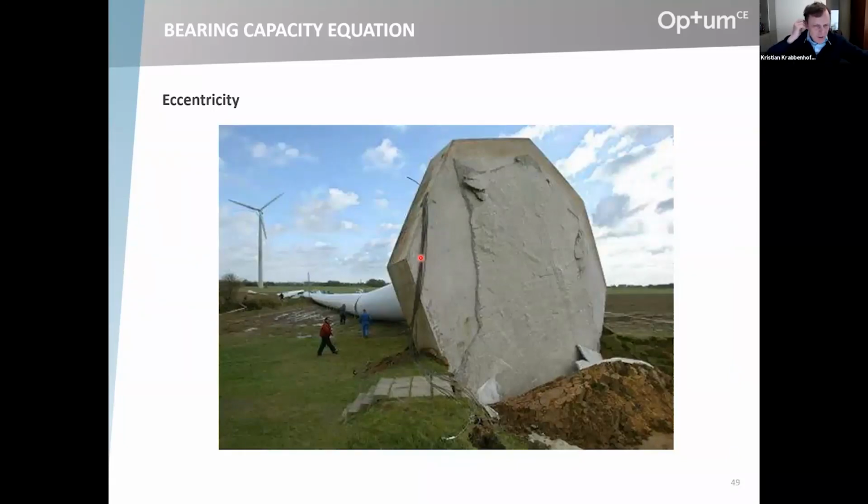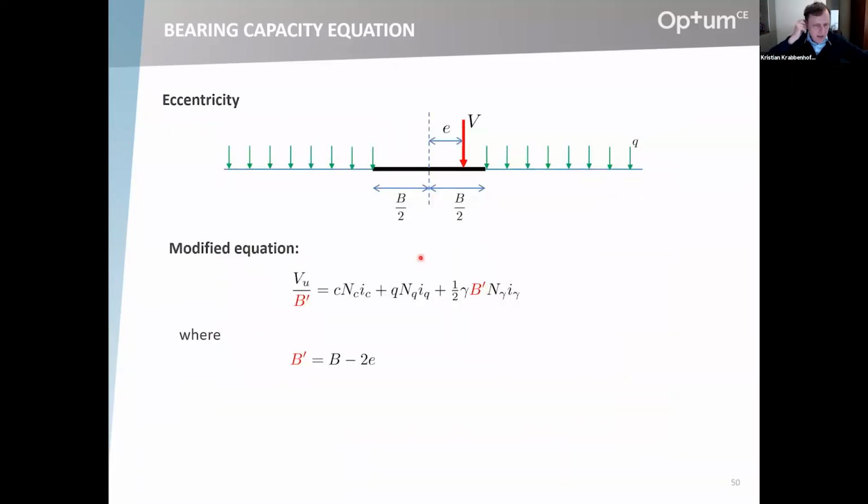So on the surface of it, the bearing capacity equation handles eccentricity in a very straightforward way. But when you start getting into the details of how to compare your bearing capacity equation with numerical analysis, things get somewhat tricky. What the bearing capacity equation says we should do is simply use a different width. We should use the effective width instead of the total width. So that's B minus 2E.